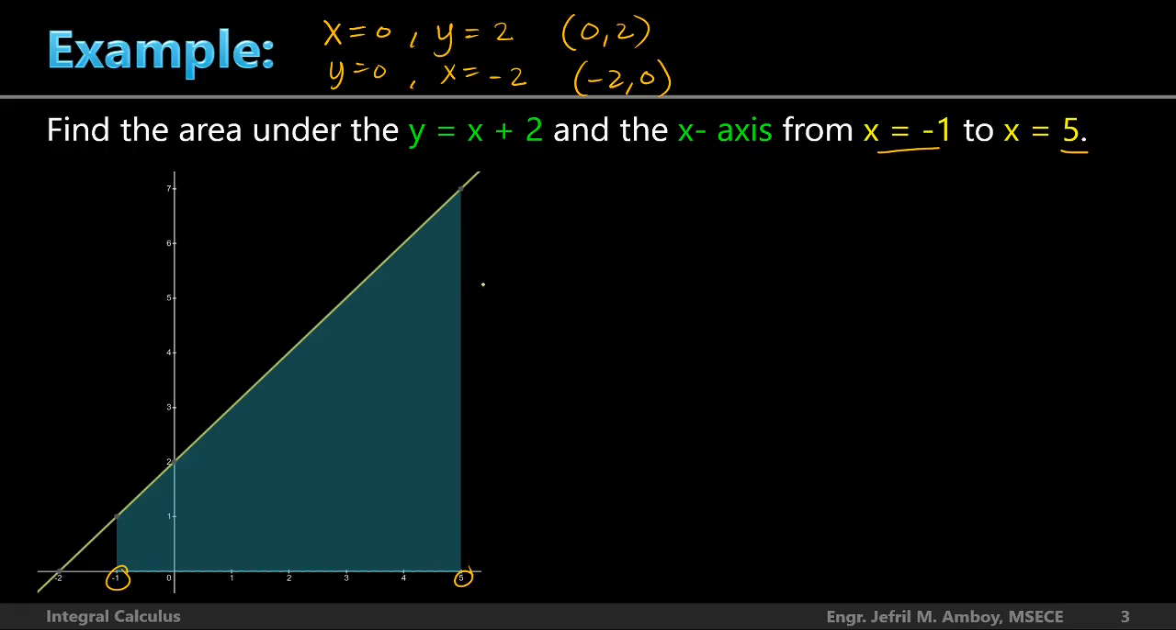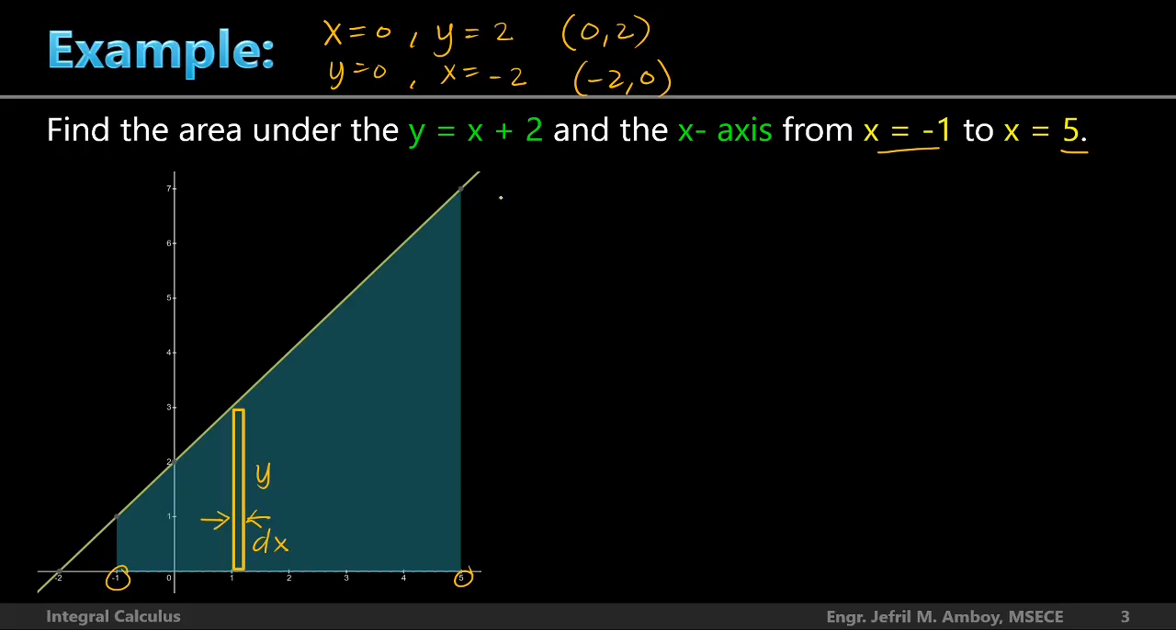First, we will assign a differential area element. Let's use a vertical differential area, and let's label its dimensions. Here, the length of the differential area is y. That's the value of the function at this point. And then, of course, its thickness would be the differential of x.